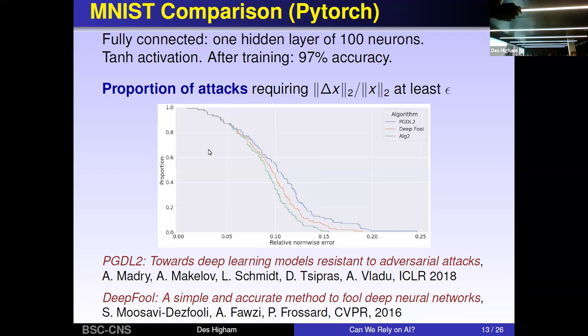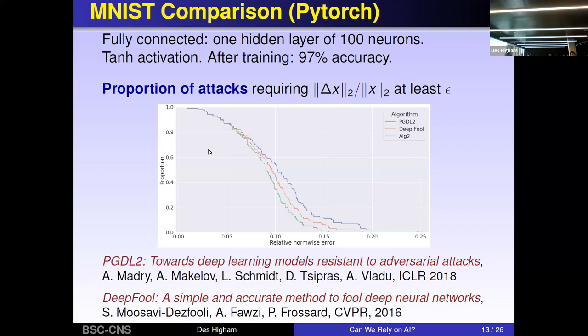What I'm showing here is the proportion of attacks that required at least an amount epsilon, a relative change, so delta x over x in two norm. On the horizontal axis, this is how much we perturbed the image. And the vertical axis says what proportion of the test set we were able to attack successfully. So if I move across here, with around 0.1, so with a 10% change to the image, you can attack around half the training set. So half the images can be attacked with a 10% change.